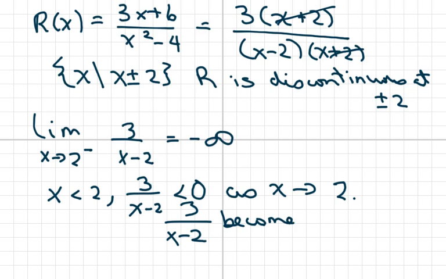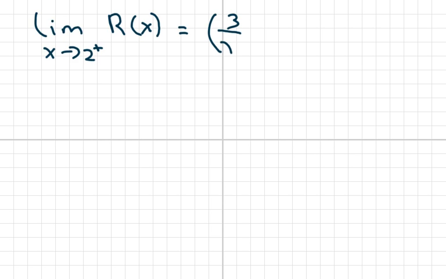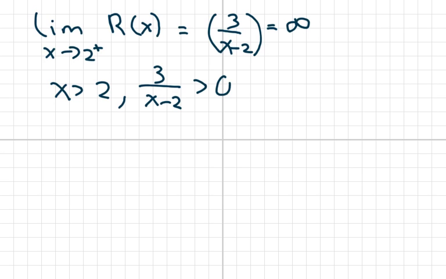Becomes unbounded. All right, now let's try the limit as x approaches 2 from the positive side of r of x, which is 3 over x minus 2. Again, you should plug in values, because when x is bigger than 2, then your value here is going to be greater than 0, or positive, as x approaches 2. And also you should notice that 3 over x minus 2 becomes unbounded.